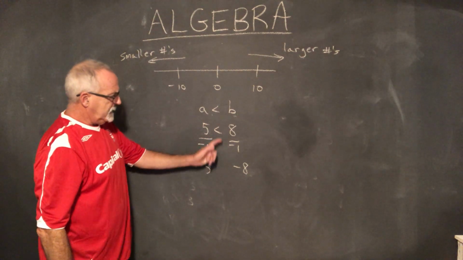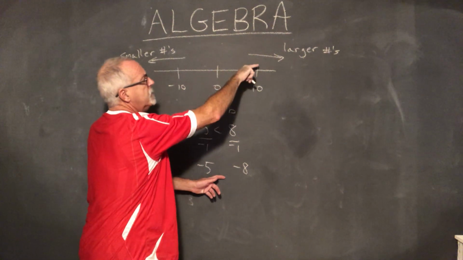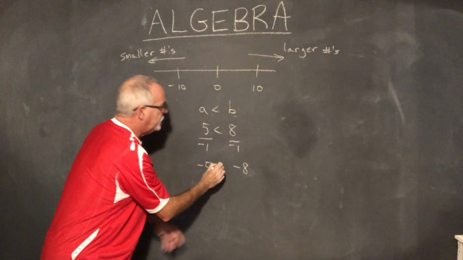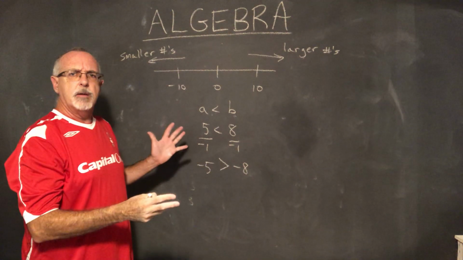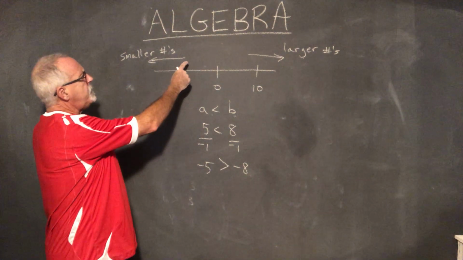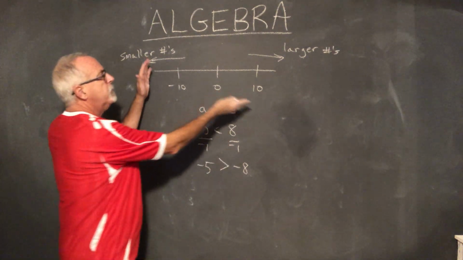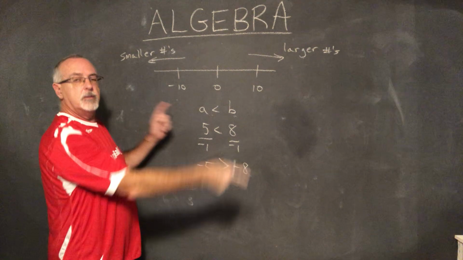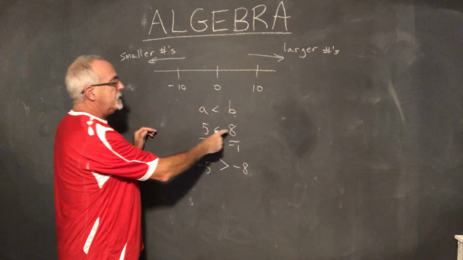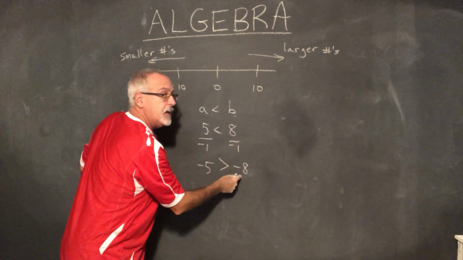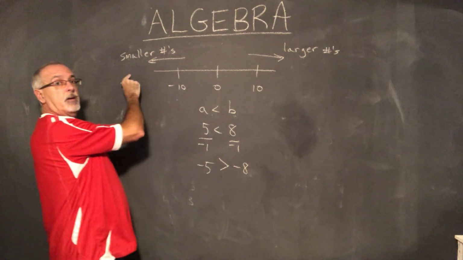Is negative 5 less than negative 8? No. Negative 5 is over here compared to negative 8. So negative 5 is greater than negative 8. That's working. Why is this happening? Because when we find ourselves dividing by a negative number, it's like we're flipping the number line right over, doing a 180-degree rotation to it. Because 8 divided by negative 1 becomes negative 8. 8 was way over here, but when we divided by negative 1, it went over there.